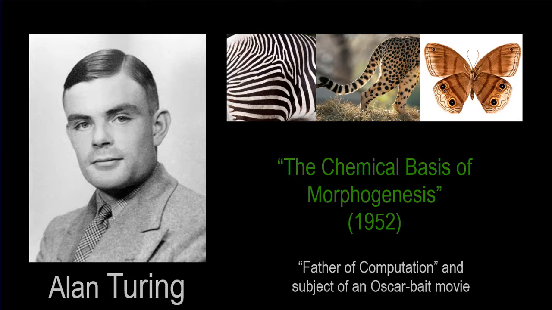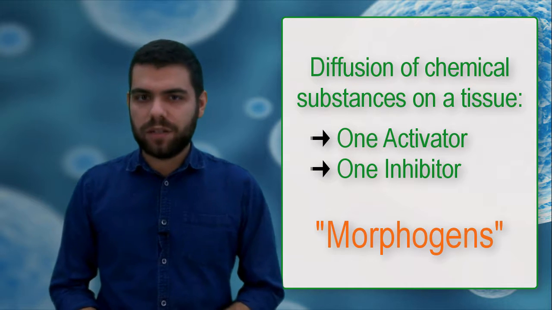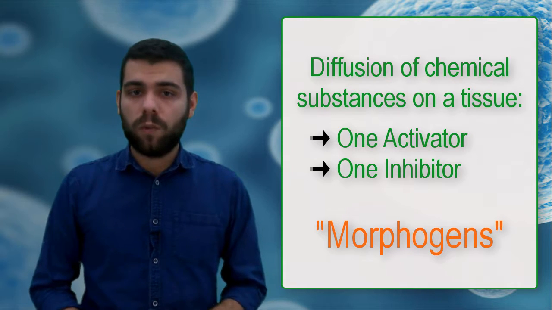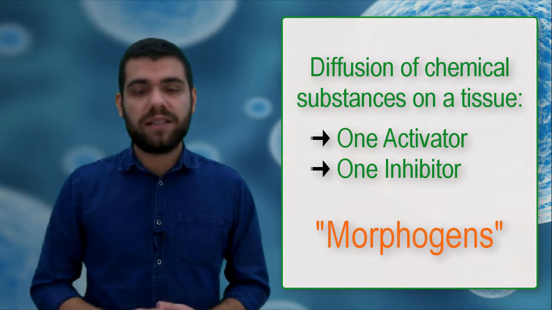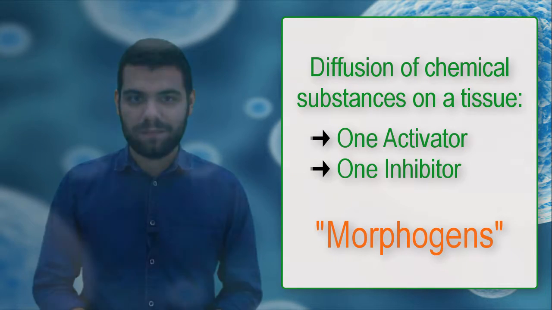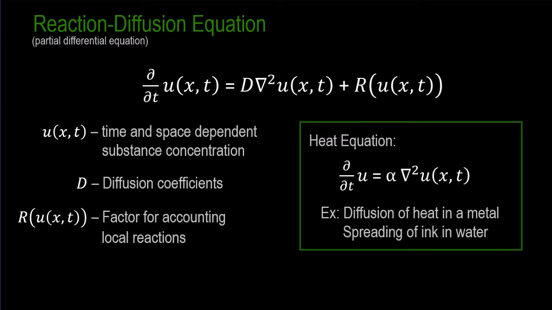It was Alan Turing that, inspired by patterns found in nature, first predicted a model for the mechanism. He proposed pattern formation as being a result from the diffusion of two chemical substances on a surface, one with an activating function and the other working as an inhibitor. He labeled these chemical substances as morphogens. So morphogens are segregated and diffused through tissue, and cells respond according to the local concentration. To describe this model, we use the reaction diffusion partial differential equation, which shows similarities to the standard heat equation.